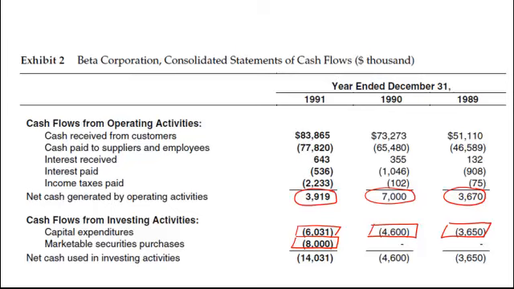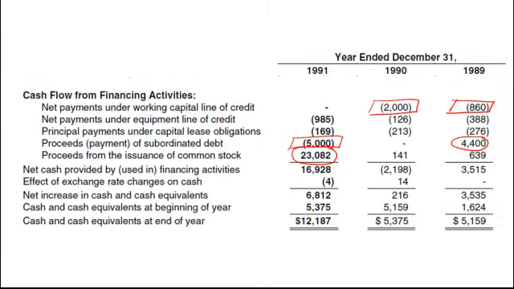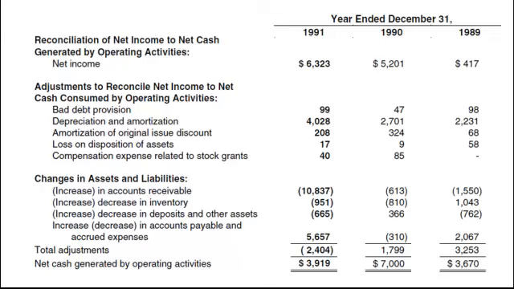The reason is we're using the direct method. It's very rare to find the direct method in financial statements of publicly traded companies, but it's being used over here. Typically companies would use the indirect method, but companies who use the direct method are required to provide us with a reconciliation of net income to net cash flow generated by operating activities.